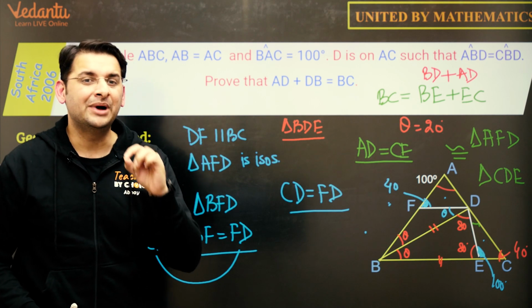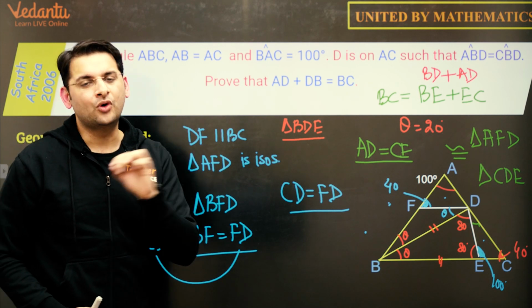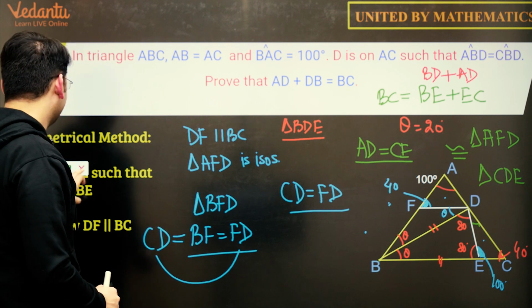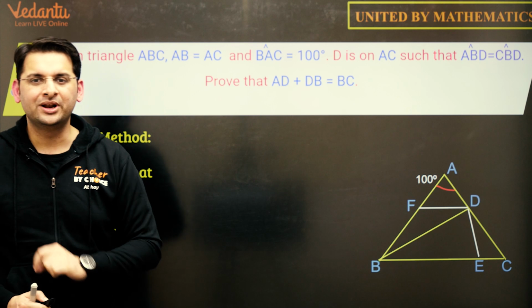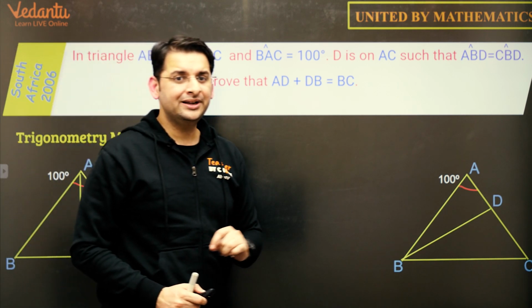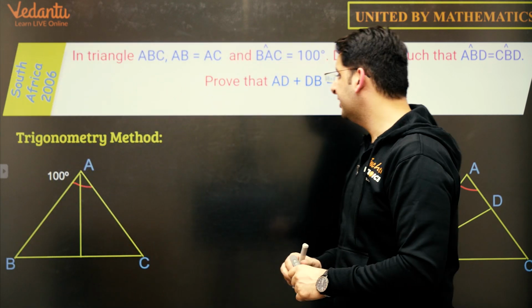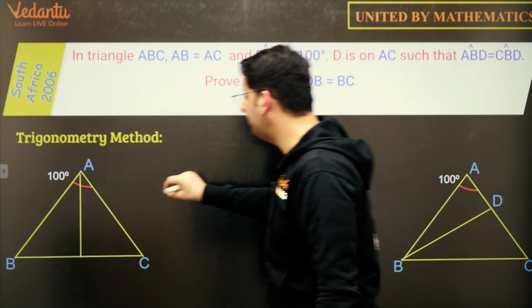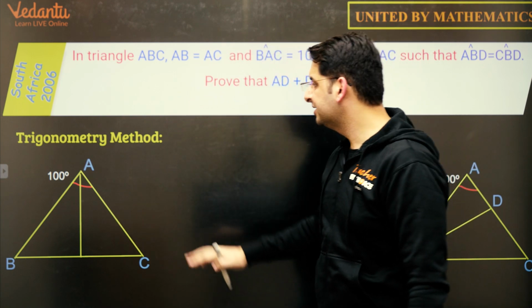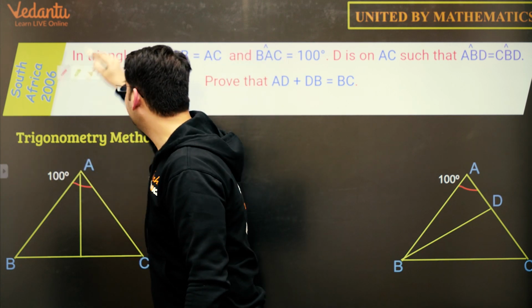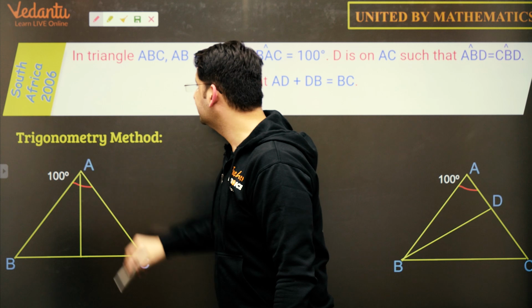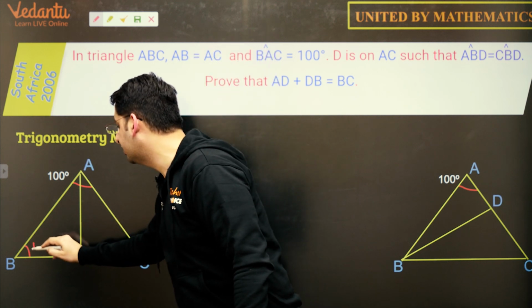Let us do this by one more method, and that involves trigonometry. And let us see how trigonometry helps us to make this solution more elegant. So, trigonometry method. Let us look at this diagram. We have eliminated D for the time being. So this being an isosceles triangle, if this angle is 100 degrees, clearly this angle would be 40 degrees.